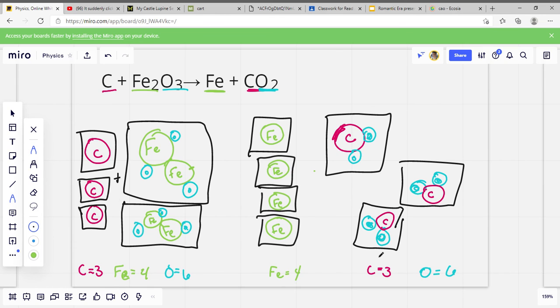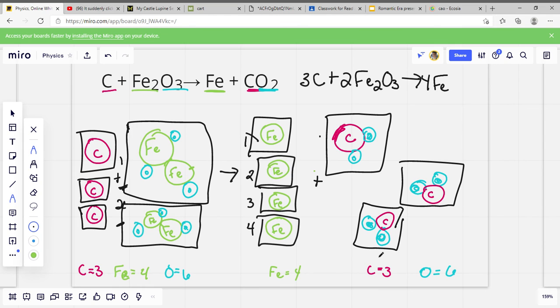Alright, so it's all this added together equals that. Okay, so we've got 3 carbons plus 2 of these big molecules, right, the Fe2O3. I've got 2 of those here and here, okay? 1, 2, Fe2O3, and that's going to equal what's on this side. So Fe, we've got 1, 2, 3, 4 of those. That's iron. And then 1, 2, 3 CO2s.